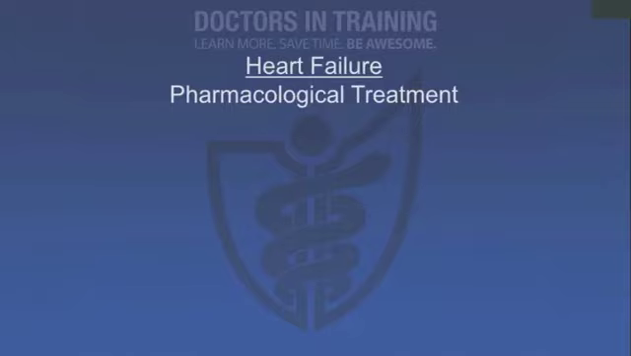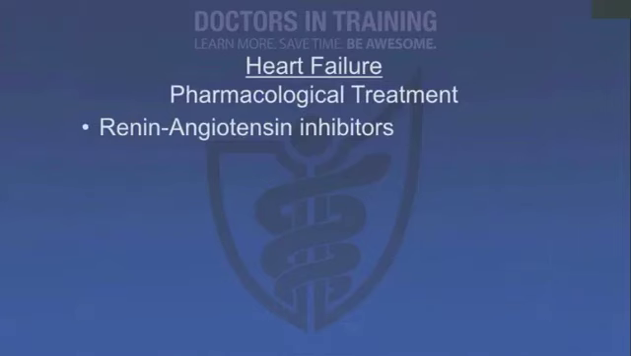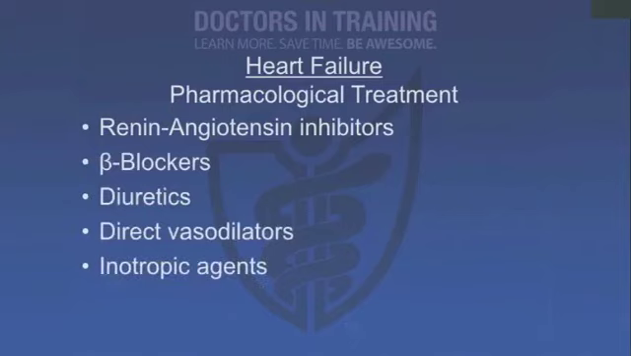All right, so let's talk about some pharmacological treatments for congestive heart failure. We'll talk about each of these classes of drugs. The renin-angiotensin inhibitors, which include ACE inhibitors and angiotensin receptor blockers, beta blockers, diuretics, direct vasodilators, inotropic agents, and aldosterone antagonists. And it's worth mentioning that treatment is very individualized. You're going to fine-tune the treatment to meet the patient's specific needs. Sometimes it'll include several drugs simultaneously.